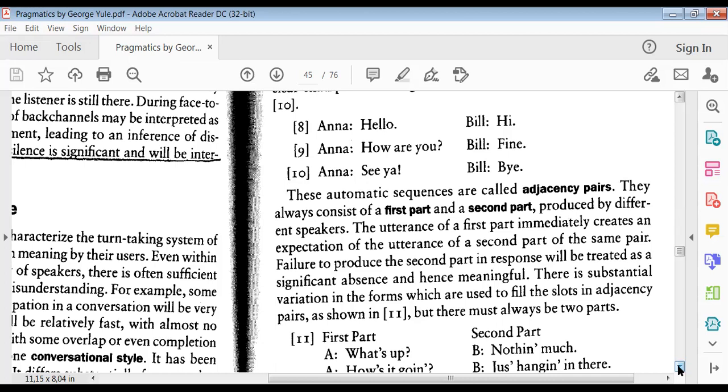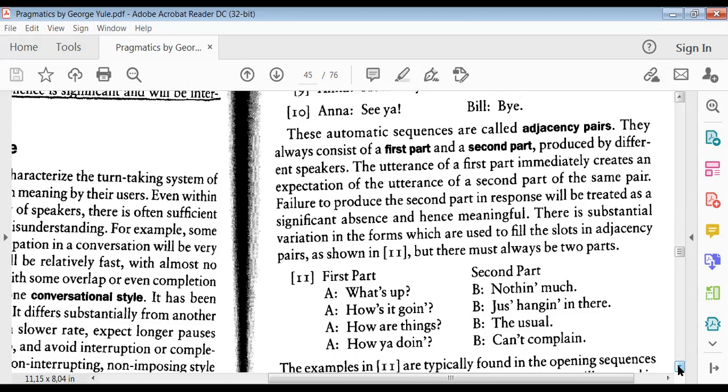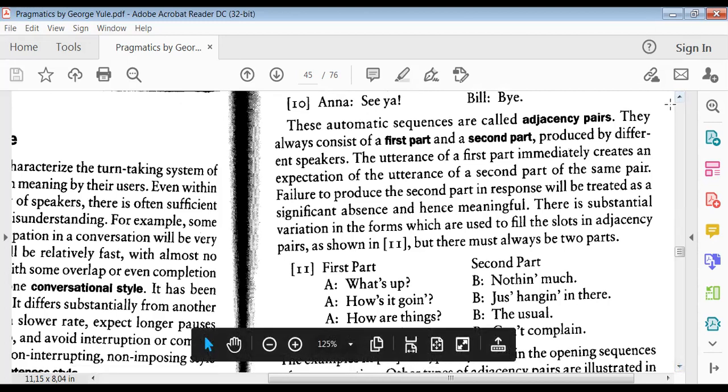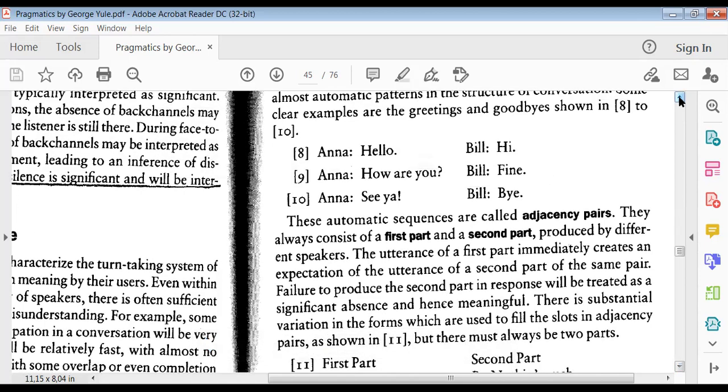So there is substantial variation in the forms which are used to fill the slots in adjacency pairs as shown in 11, but there must always be two parts. Now, when somebody says to you hello, you might say hi, you might say something else. This is an English speaking country. Someone says hello, you may say wow, how are you, or maybe welcome, or hello. So hello might elicit hello, and how are you might elicit fine, or might elicit great. And see you, the other party may say see you.